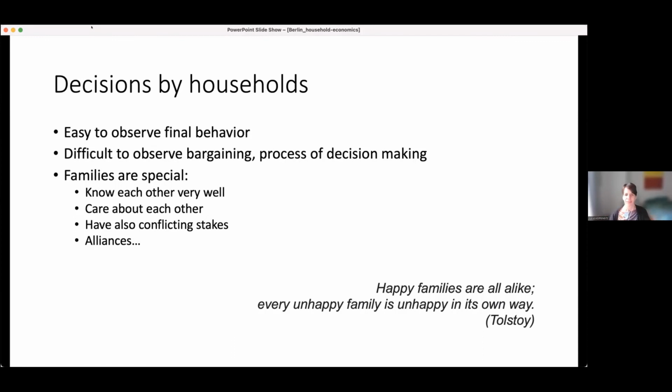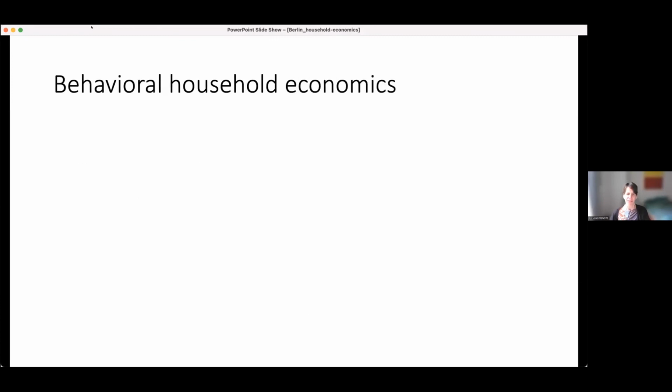And so from all of that, I think it's just a fascinating field of research where we have to study more. You probably know the Tolstoy citation that every unhappy family is basically unhappy in its own way. So I think it tells us we have all this heterogeneity that we have to study more. What we want to talk about in this chapter is to propose that we should think about something that we term behavioral household economics.